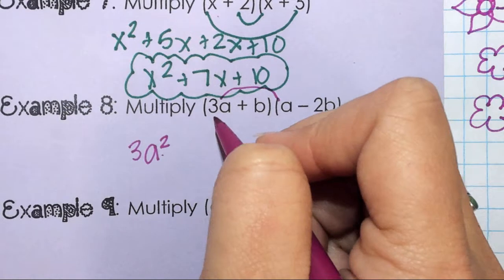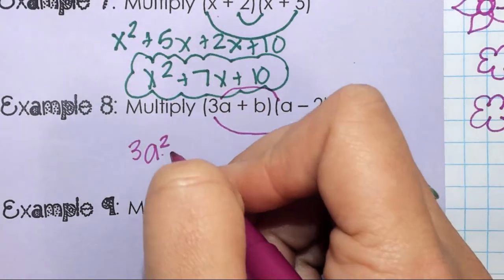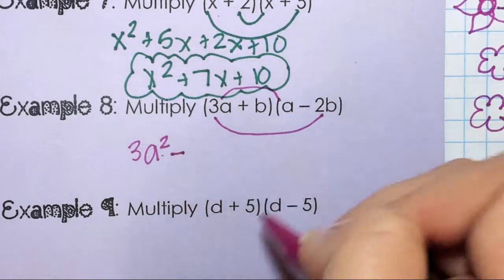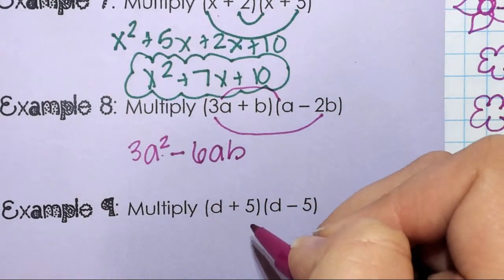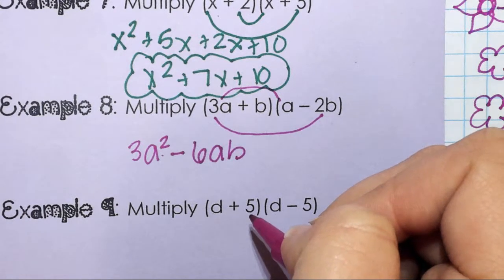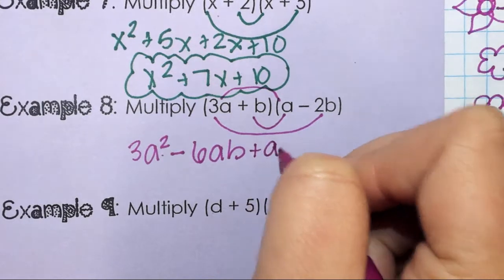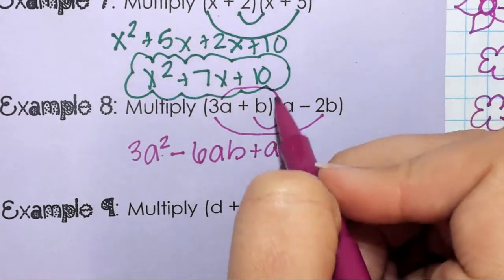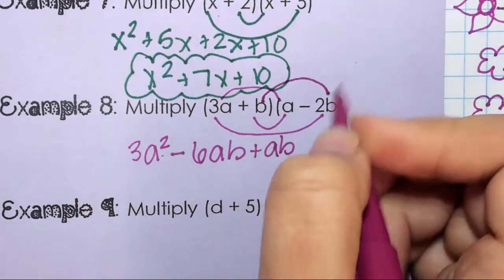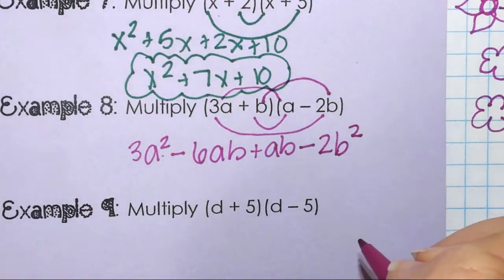Good. Then you do 3a times negative 2b, and you get? What's 3 times negative 2? Negative 6ab. Then you multiply b times a, and you still get ab, because you write it in alphabetical order. And then finally, you do b times negative 2b, and you get negative 2b squared.